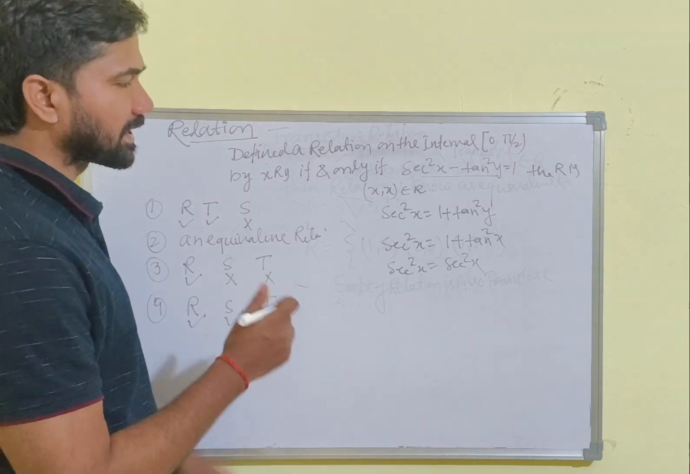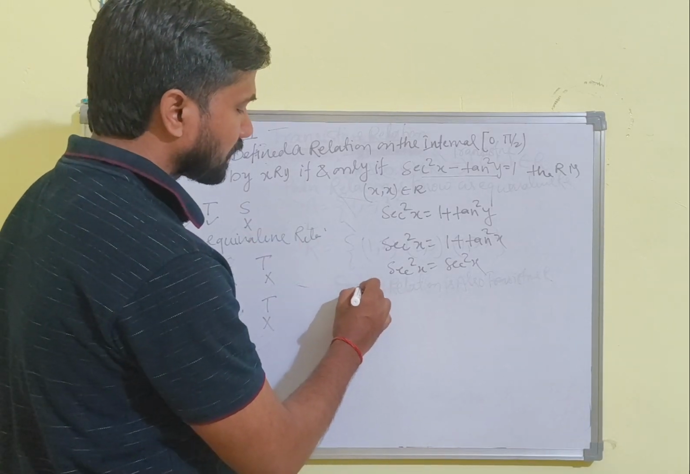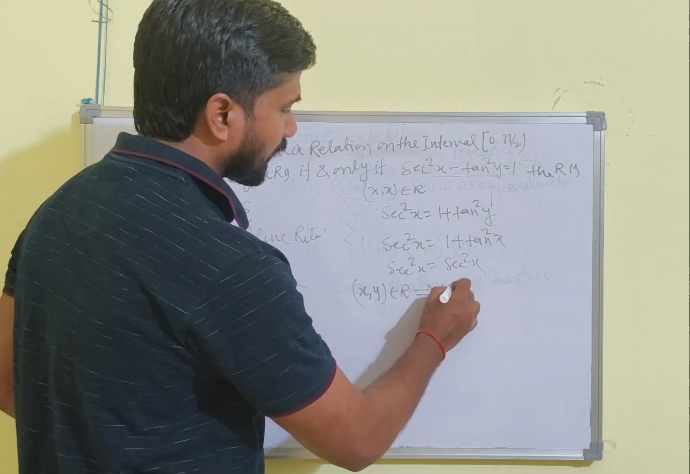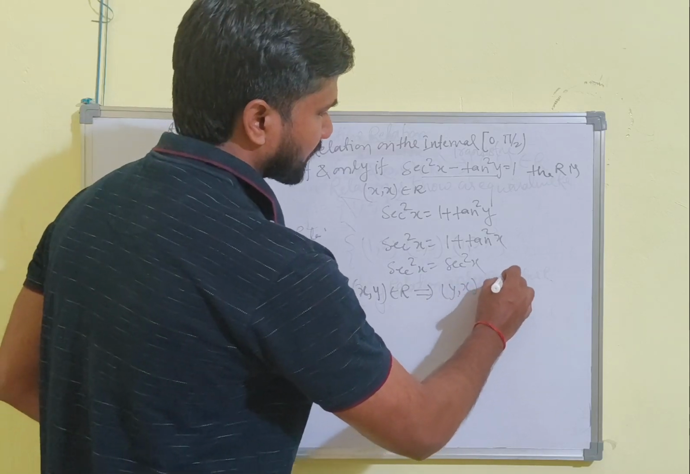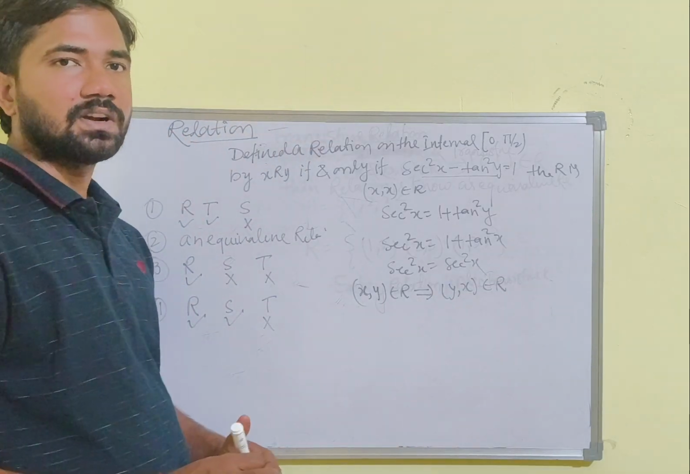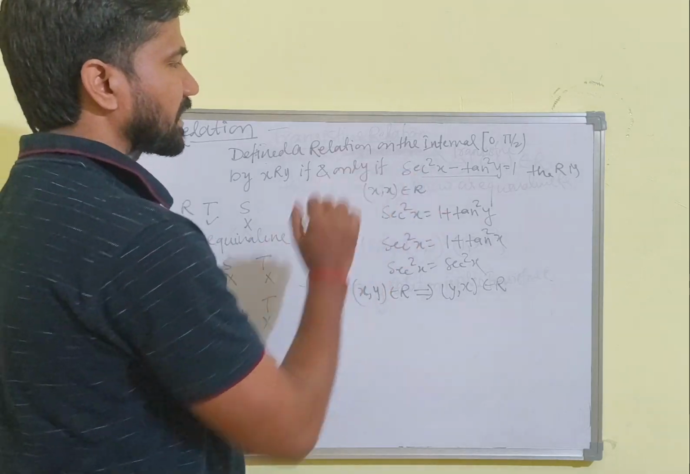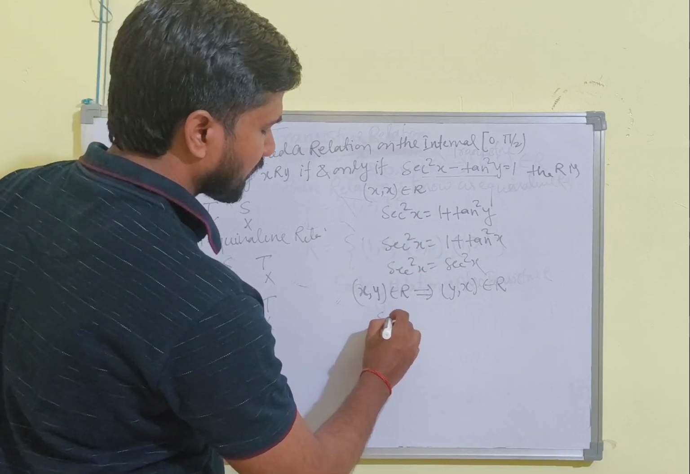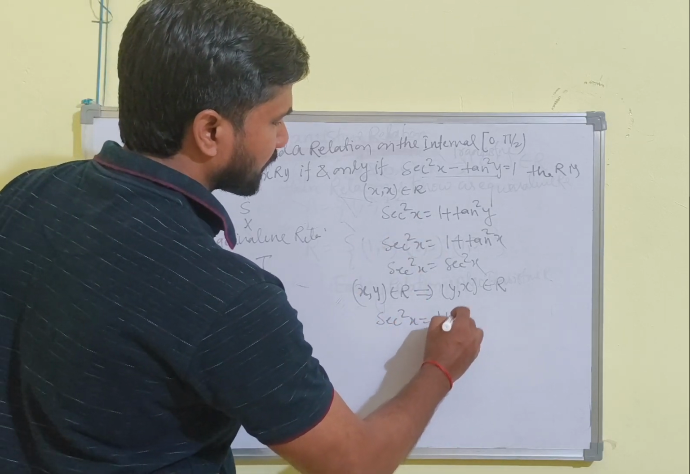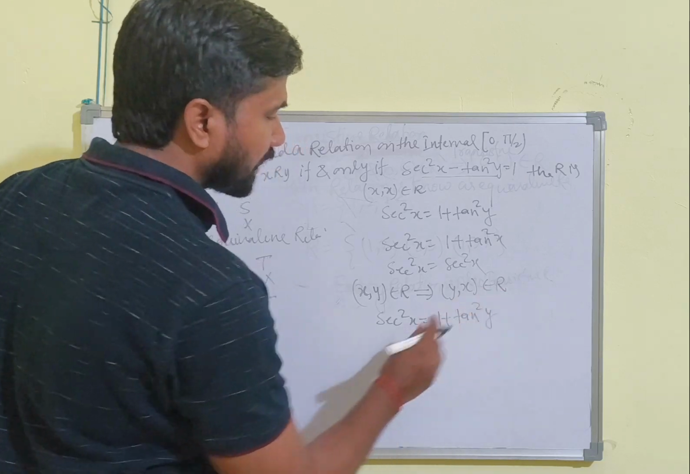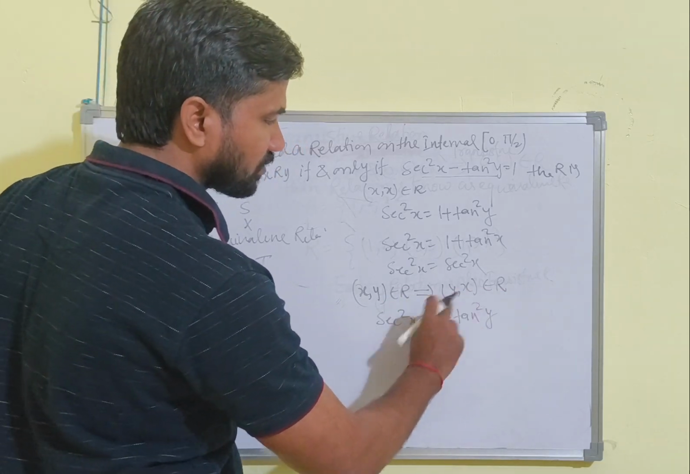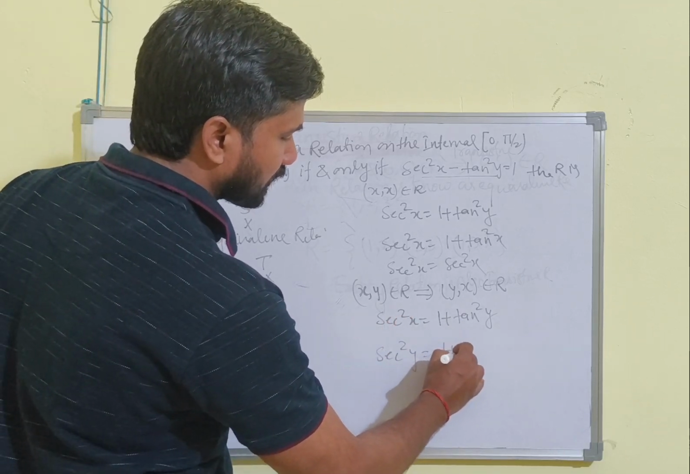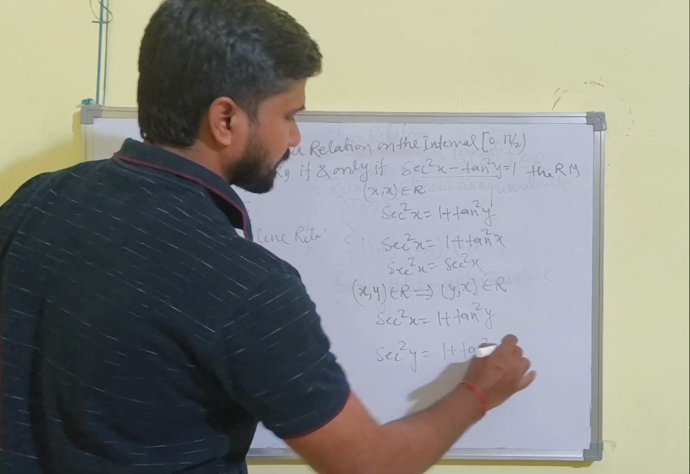Now we are going for symmetric relation. Symmetric relation, what does it say? If (x, y) belongs to R, that implies (y, x) also should belong to R. Then that type of relation is called a symmetric relation. So let's check it here. The relation is given: sec square x equal to 1 plus tan square y. Now we are going to replace x with y and y with x. So what will come? Sec square y equal to 1 plus tan square x.